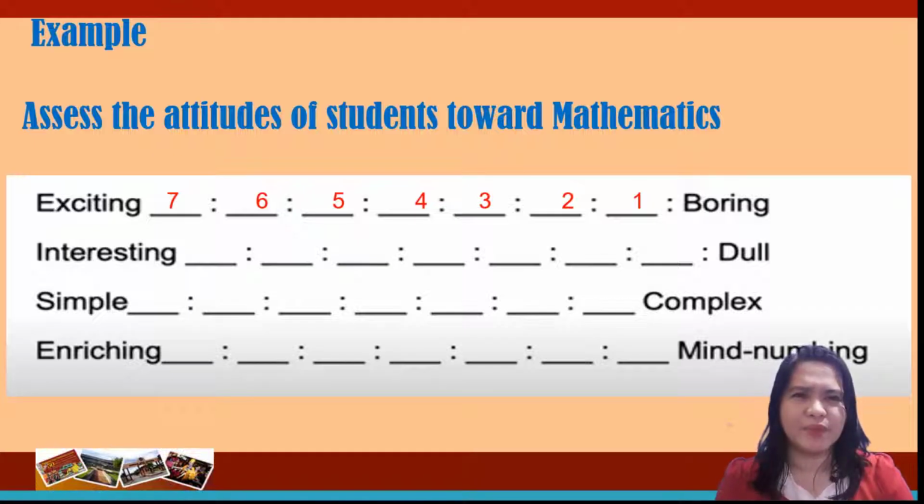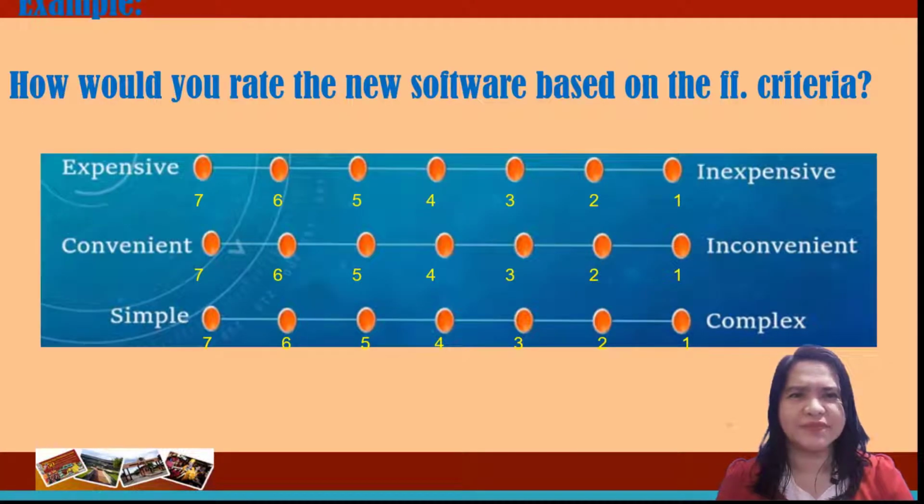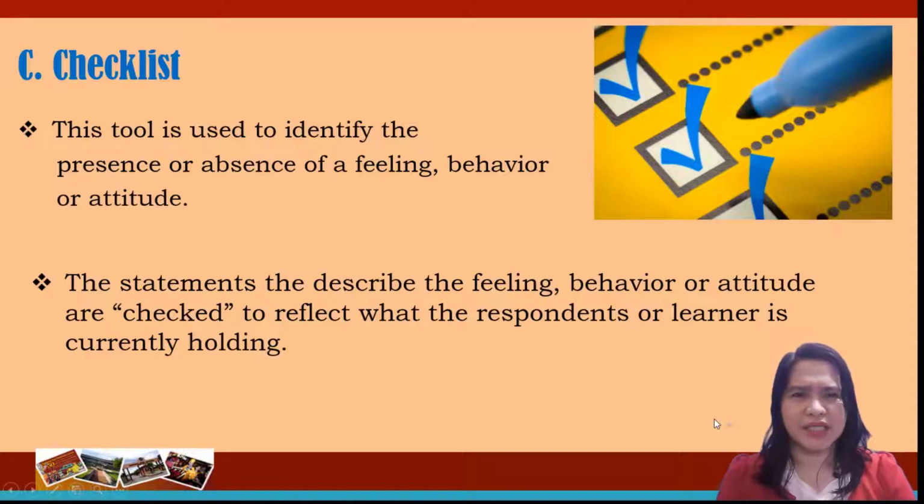Here is another example of semantic differential. In this example, the students or respondents are asked to indicate their choice as they rate the new software. You will notice we have bipolar descriptions such as expensive versus inexpensive, convenient versus inconvenient, and lastly, simple versus complex. The third self-report inventory is the checklist.